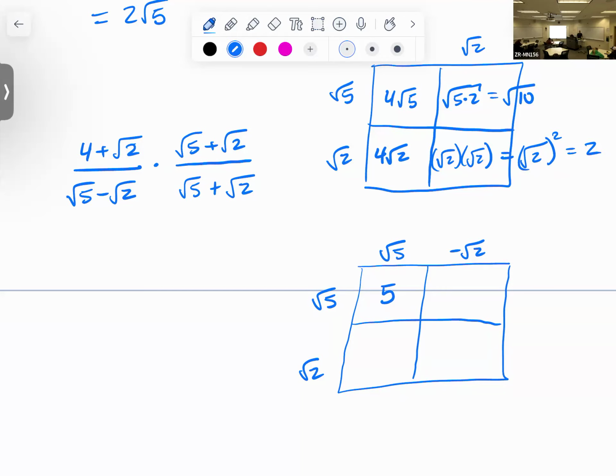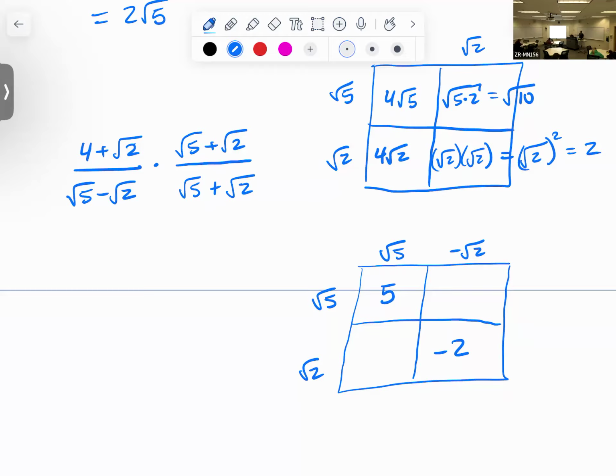Same thing. Root 2 times negative root 2 is negative 2. So those should be your favorite ones, because when you have the same thing being multiplied, it just becomes a number. And don't forget the sign. The sign is the most important. Brian's not here to pick on. All right, signs are important.